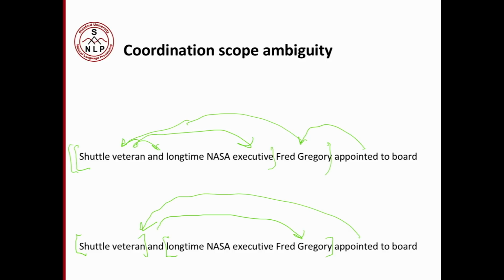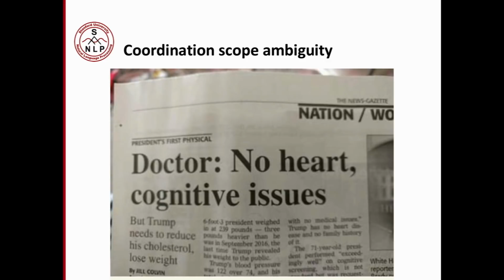So here's a funnier example that illustrates the same ambiguity effectively. Here's "President's first physical, doctor: no heart, cognitive issues." There isn't actually an explicit coordination word here, but in natural language, certainly English, you can use just a comma, a sort of list intonation, to effectively act as if it was an and or an or.